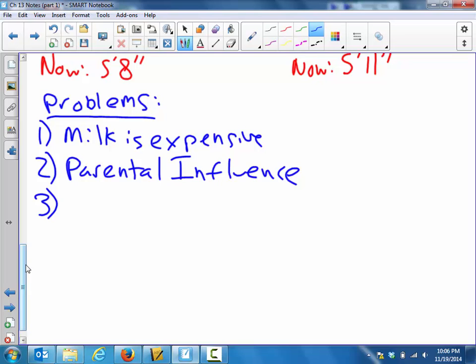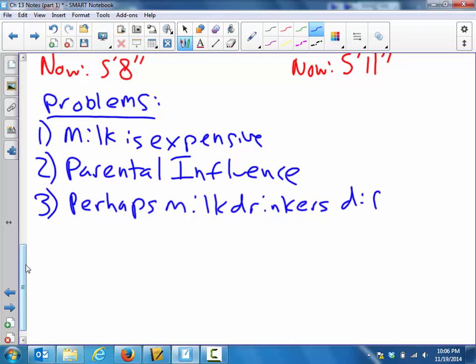Third thing here that I want to come up with, and this is important even though it's not specific, is that perhaps milk drinkers differ in ways we can't predict.